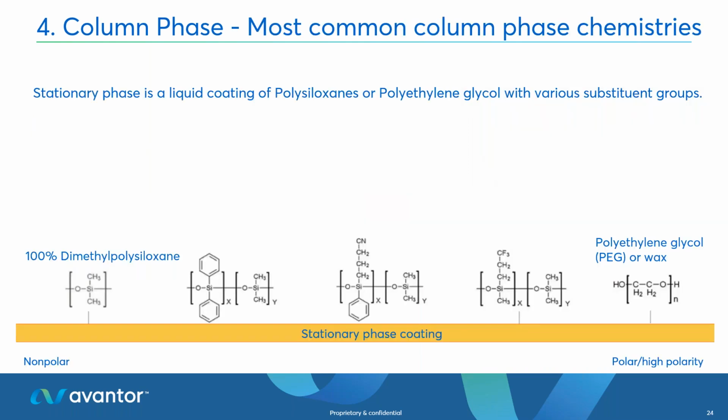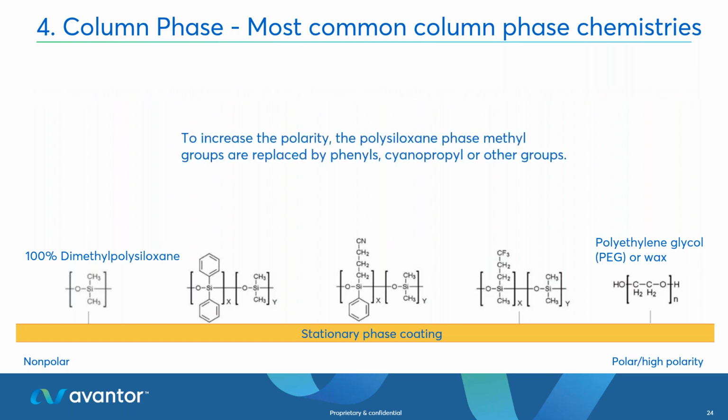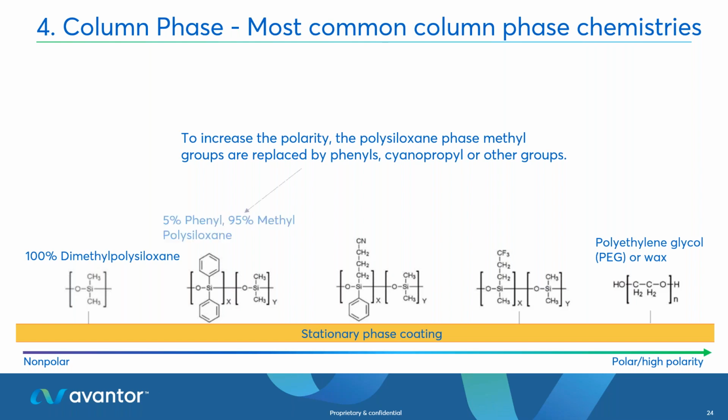So the most common phase chemistries, we'll go through them now. We've got non-polar on the left, 100% dimethyl polysiloxane. Then on the right, we've got high polarity phases, polyethylene glycol, or wax columns. The stationary phase is essentially a liquid coating of polysiloxanes or polyethylene glycol with substituent groups. As we add these substituent groups, it increases the polarity, and this gives more separation mechanisms the more polar the phase becomes.